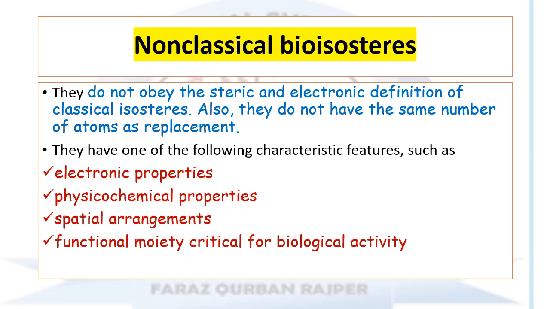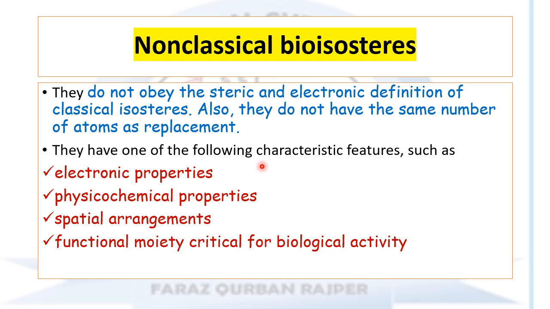Now let's check out the non-classical bioisosteres. Non-classical bioisosteres are those bioisosteres which do not obey the steric and electronic definition of classical isosteres. Means they do not have the same number of atoms or replacements. Means it is not important for them to have the same electronic distribution or to have the same steric properties.